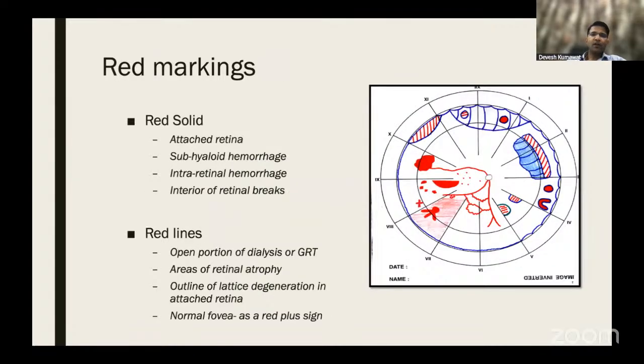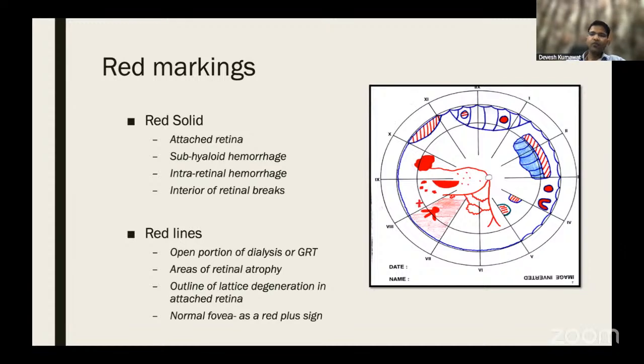Now there are different color codings and notations which are used. So you have red markings. It could be red solid or red lines as you see in this picture. Attached retina is depicted by red. You have retinal hemorrhages, subretinal and subhyaloid hemorrhage, which are depicted by red. Intraretinal hemorrhage, for example in diabetic retinopathy, is also depicted by red.